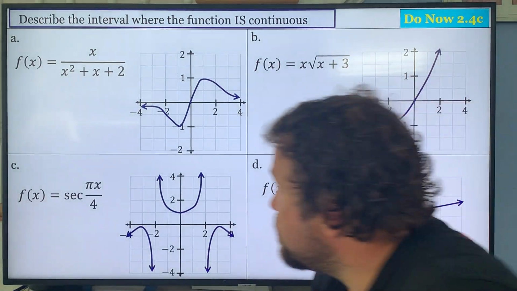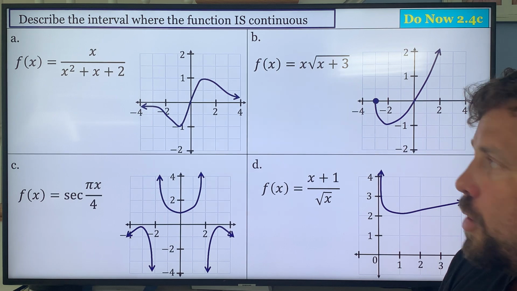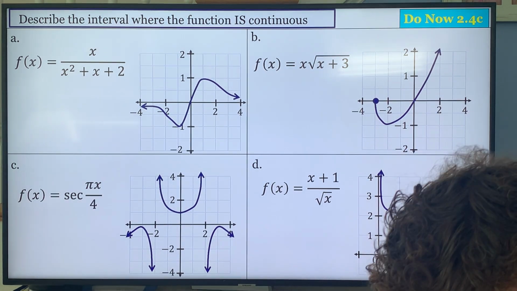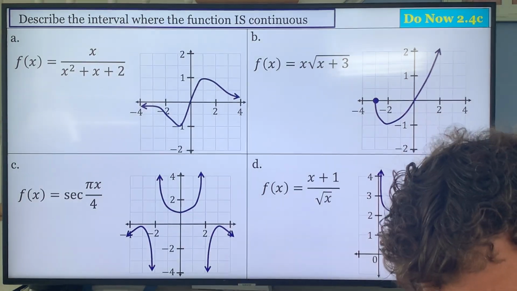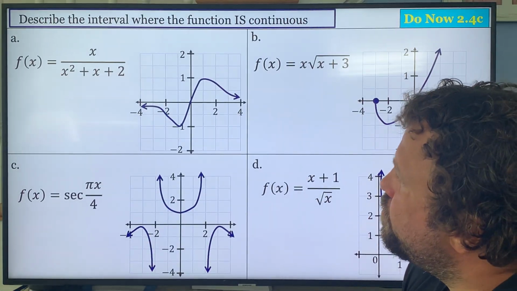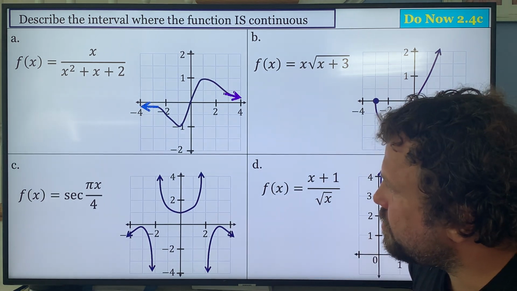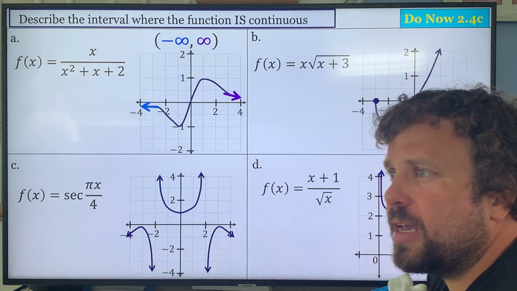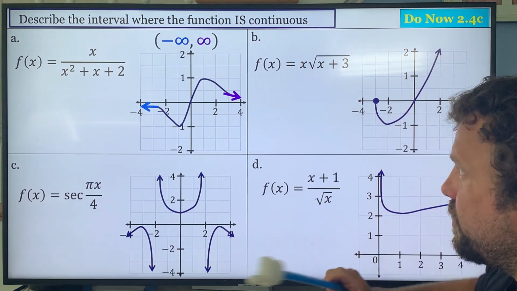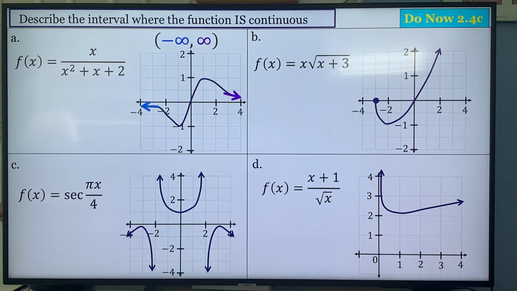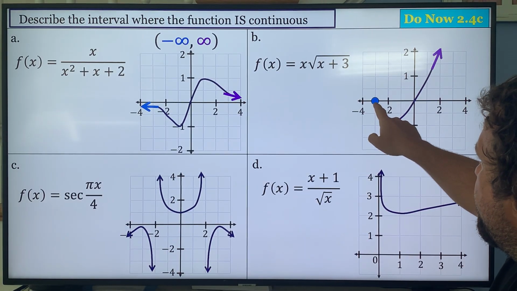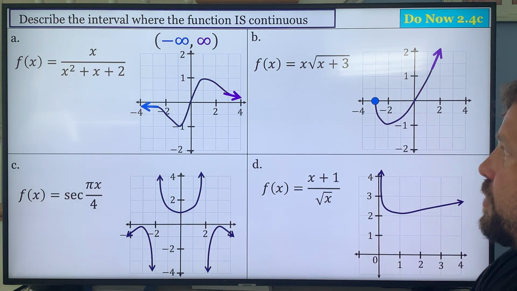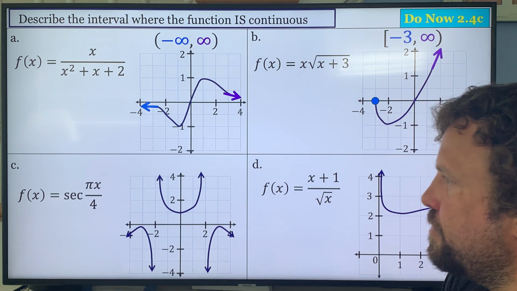Oh, man, Mindy. All right, describe where the function is continuous. What do you got? Look at the graphs. Everywhere, right? From negative infinity to infinity, or you could say R, all real numbers. What about this one? From here, all the way to there. This is negative 3 because it's a closed circle. Use a bracket. Negative 3 to infinity.